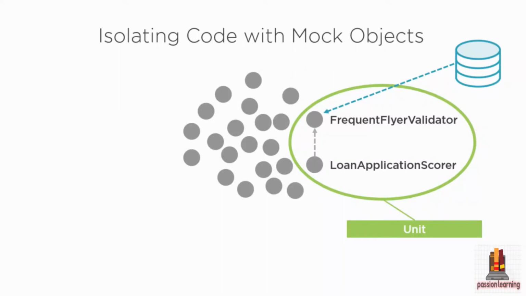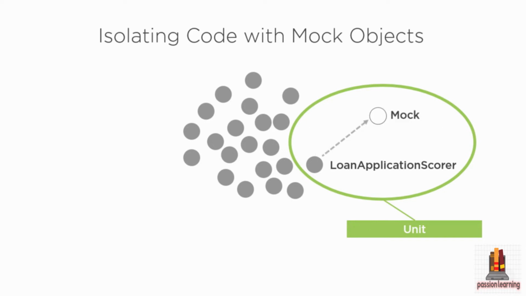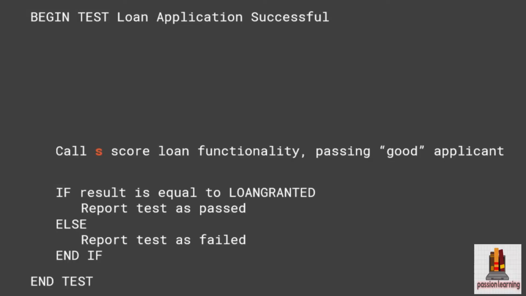If we head back to our diagram, we want to remove the database from the equation. To do this, we also need to remove the real frequent flyer validator from the equation. And we can replace this with a mock version. The loan application scorer here can now use the mock version as its dependency rather than the real version.